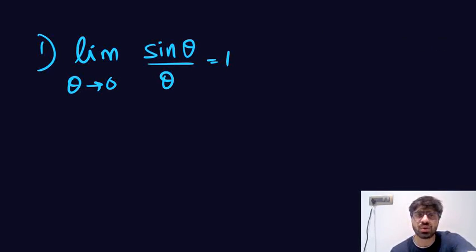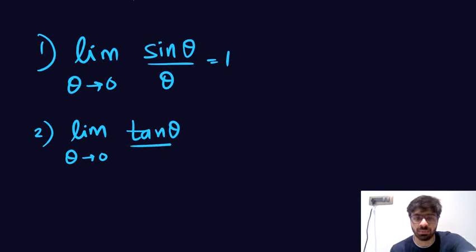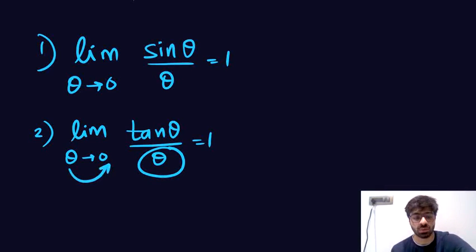And in a similar way you have the second result. The second result is exactly the same: limit of theta tends to 0, tan theta by theta will be equal to 1. Again the same thing, the term here and here has to be the same. If they are different, then you have to make them the same and then you can apply this result. And keep in mind, whatever term you have here, that term is the one which should tend to 0.